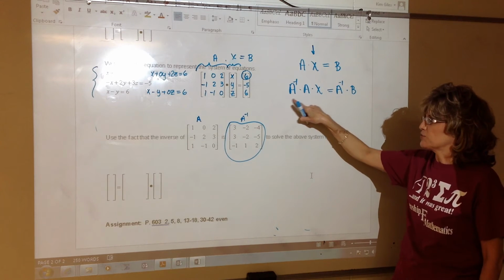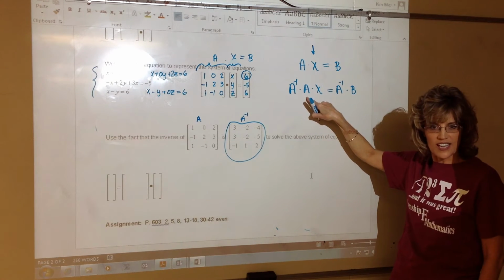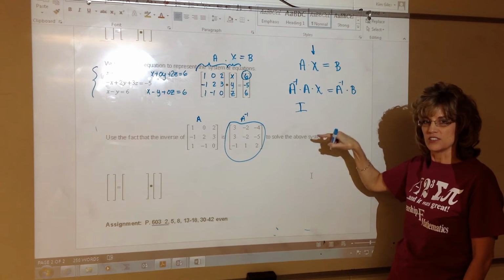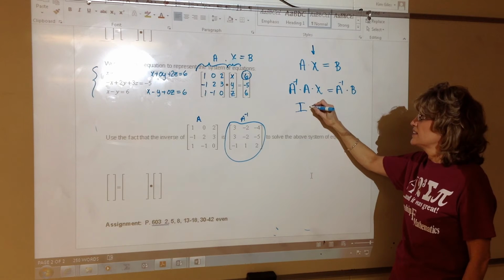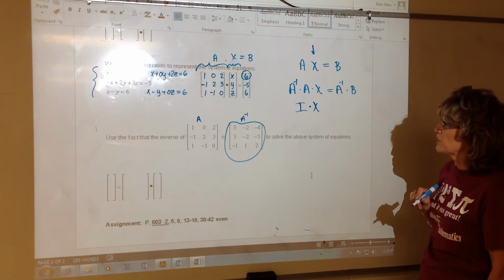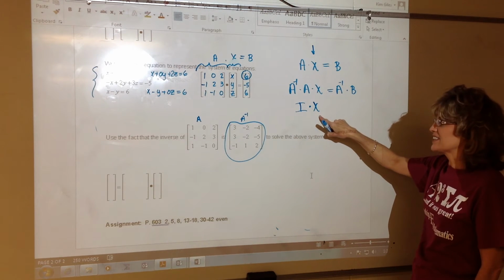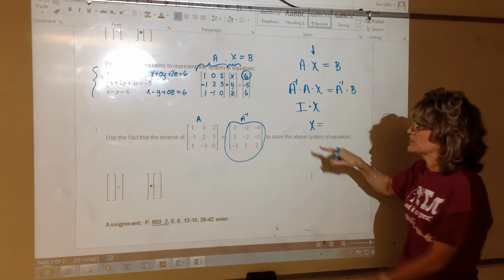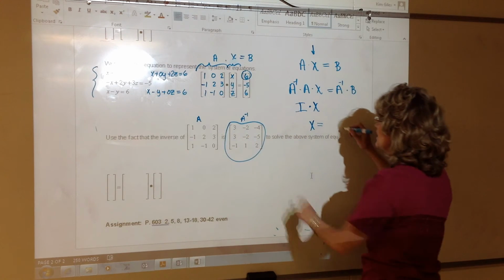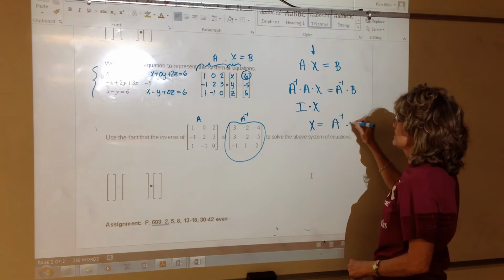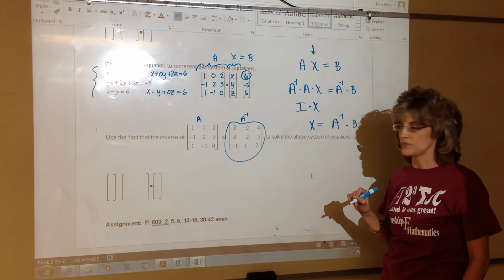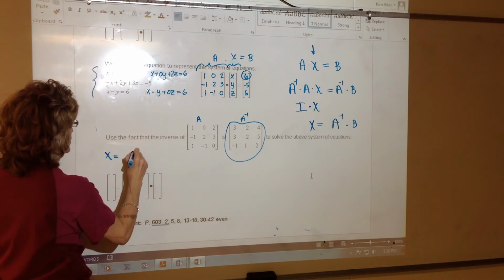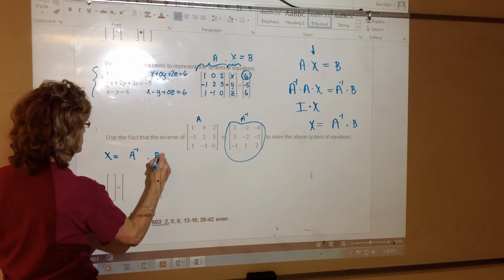That helps me. I really don't even have to do this multiplication because I know if I did it, I would just get the identity, 1, 0, 0, 0, 1, 0, 0, 0, 1. I'd get the identity times X. And when you multiply the identity times X, it's like multiplying 1 times something. So X, the matrix that we're looking for, we're going to get by doing A inverse times B. So over here, to solve for X, we're going to do A inverse times B.